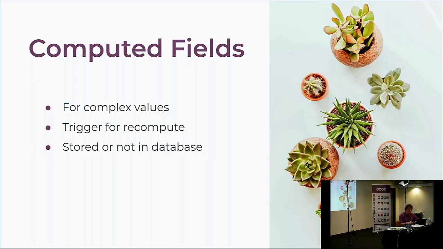We have to define the trigger for the recomputation. For that, we specify which fields are useful to compute them. And by default, a computed field is not stored in the database, but sometimes we could want to do it, for example, to be able to search on it. So a computed field that is stored is faster to read, but as you have to store the value each time you modify the records, it is slower on updates.